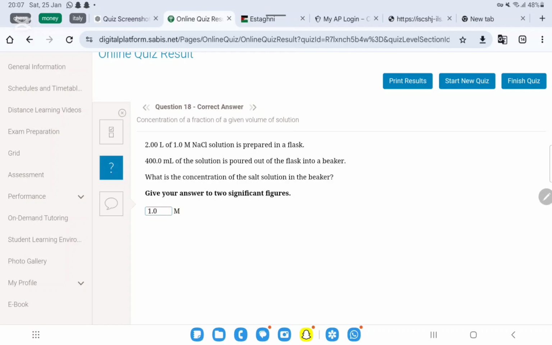2 liters of 1 molarity NaCl solution is prepared in a flask. 400 milliliters of the solution is poured out of the flask into a beaker. What is the concentration of the salt solution in the beaker?